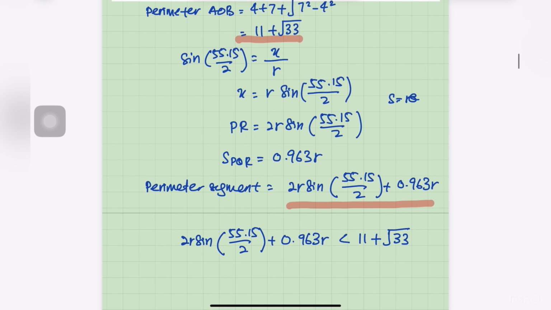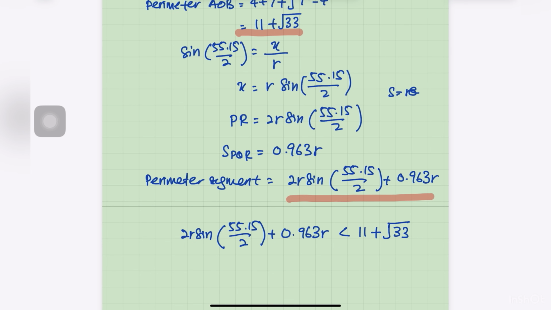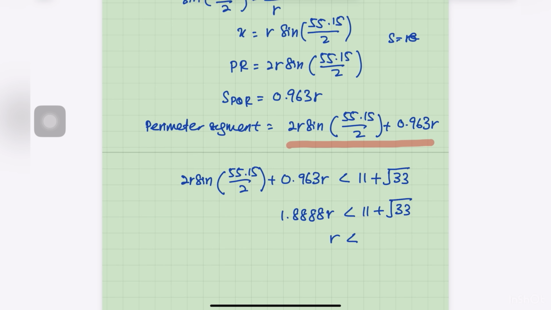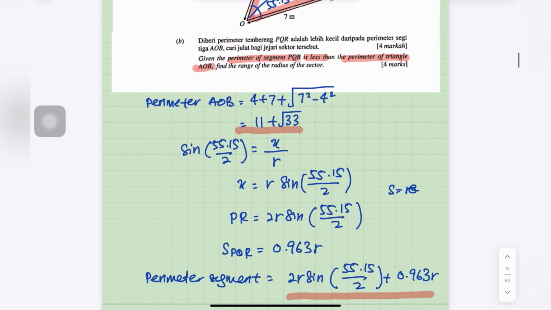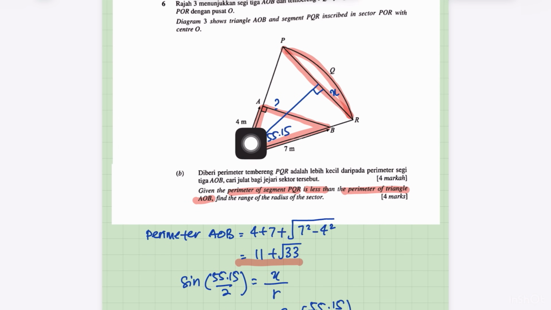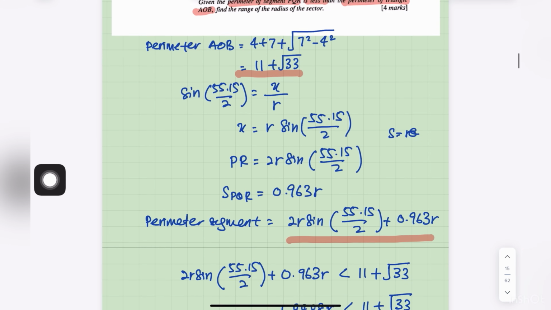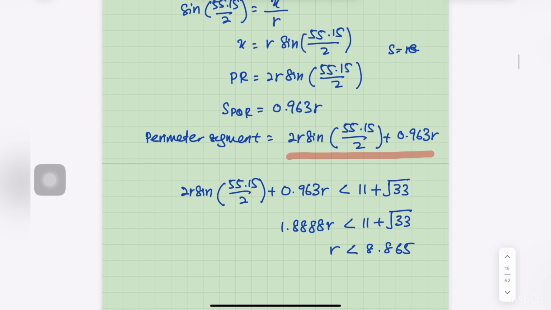Okay, yang ni kita cari ni kita guna calculator. Kita cari sin 55.15 over 2 times 2. Lepas tu tambah 0.963. So we will get 1.8888R. Okay, less than 11.33. Okay, so nanti kita dapat R is less than 8.865. Tapi, okey, kalau kita tengok gambar ni kan, ni ada 7 kan. Jadi radiusnya mestilah more than 7, right? So walaupun dia less than 8.865 tapi dia mesti more than 7. Okay, so ni dia punya range of R.